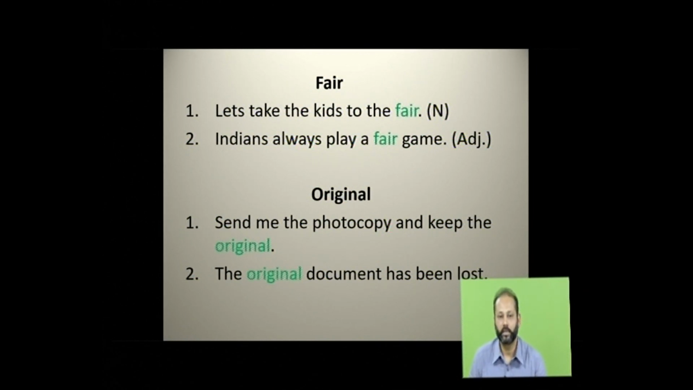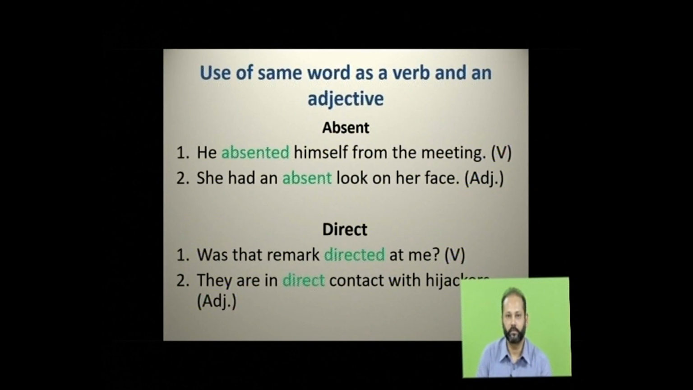Then original. Send me the photocopy and keep the original. Here it is used as a noun. Then, the original document has been lost. Here it is used as, tell me, adjective. Right. Now the use of the same word as a verb and an adjective. Let's see.